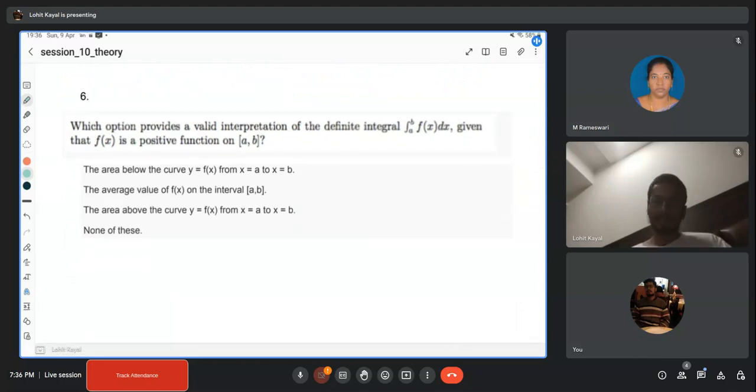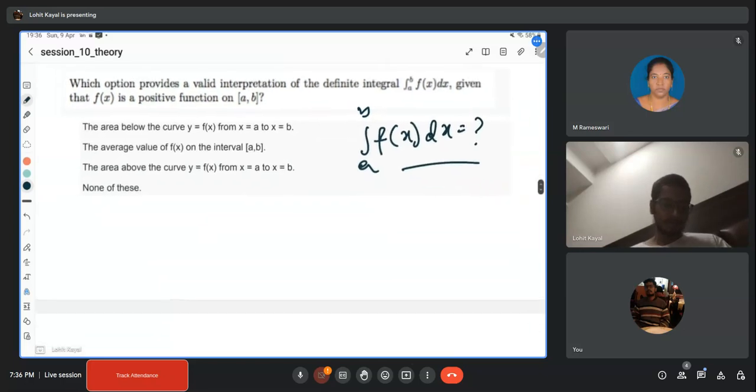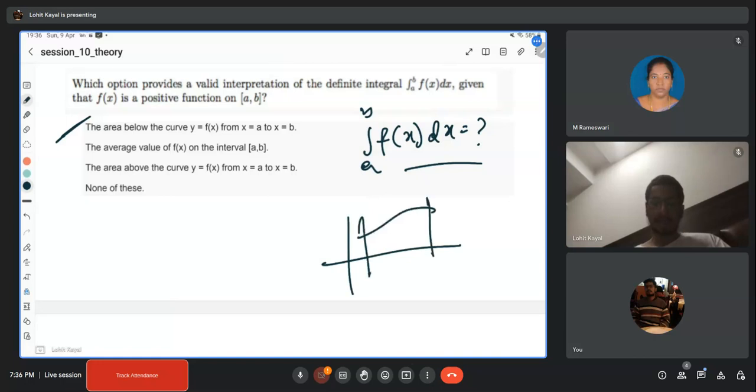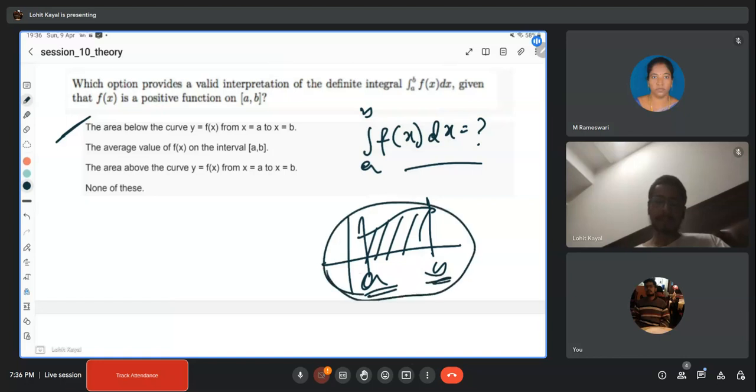So this is a basic question from integration. What is the meaning of the definite integration? What is the meaning of this a to b and this integration symbol f(x) dx? So you can see that option A is the correct answer. This is the area below the curve from a to b. This is the definition of the definite integration. So option A is the correct answer.